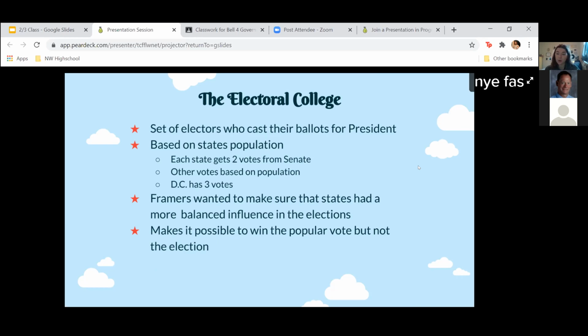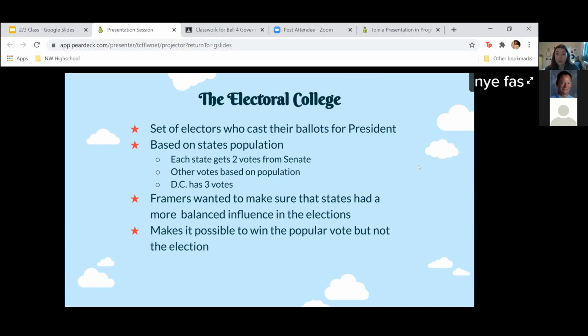And you're thinking, okay, how many electoral votes does each state get? That is based on state population. The bigger the state, the more electoral votes you get. The smaller the state, the fewer you'll get. Each state for sure gets 2 votes because it's based on the number of senators you have and the number of representatives you have. Every state has at least 2 senators, so every state gets at least 2 votes.